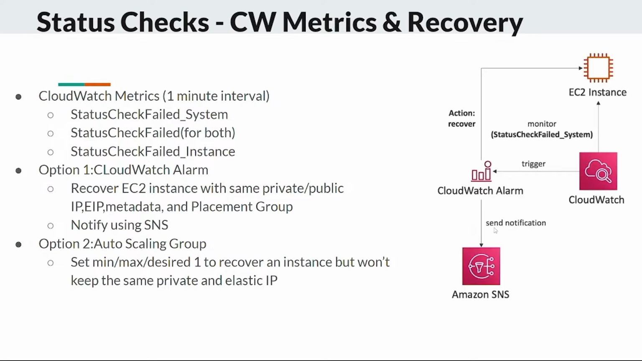This is option one. Here you can see CloudWatch is monitoring EC2 instance logs, and if anything fails, it triggers the CloudWatch alarm, and then that CloudWatch alarm recovers your EC2 instance, and it might also send a notification to Amazon SNS. This is auto scaling group. Suppose your instance fails, then it will launch another instance, but you will get a different elastic IP, and your private IP won't be the same anymore, but at least you will get your instance recovered.